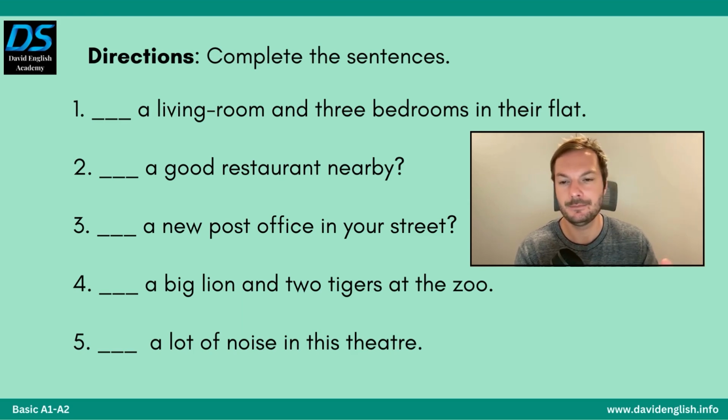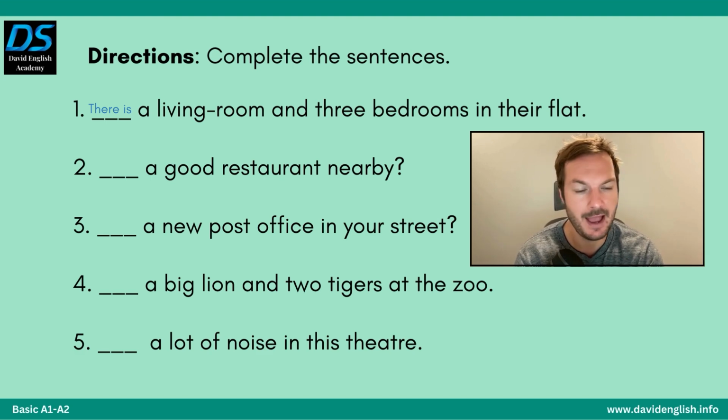So it says here, a living room and 3 bedrooms in their flat. You want to say, there is a living room and 3 bedrooms in their flat. You're going to say, there is a living room and 3 bedrooms in their flat, not there are a living room. You can't put are next to a.